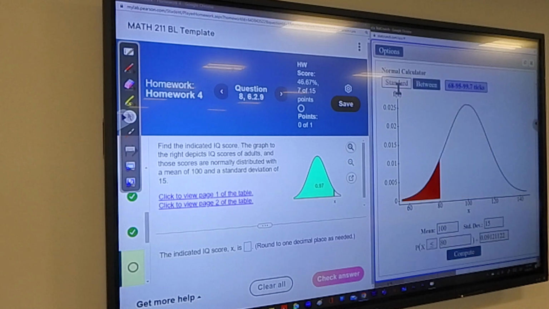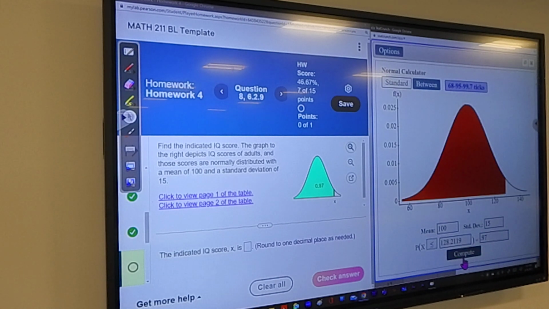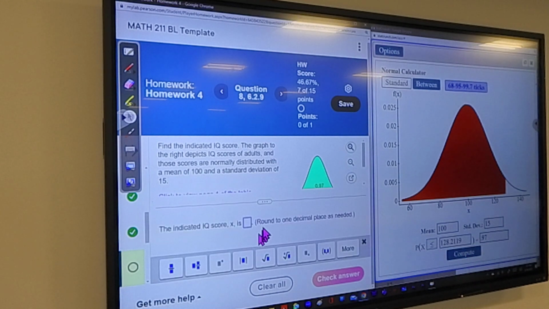What do I do? Area. The area, 0.97. Do I have the right inequality? Yes. 97% of people have an IQ less than 128.2.